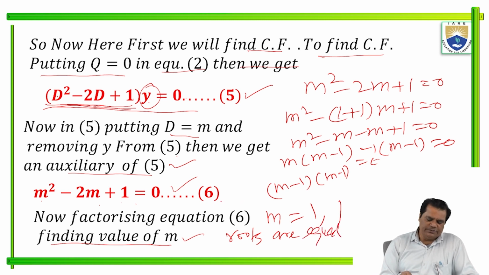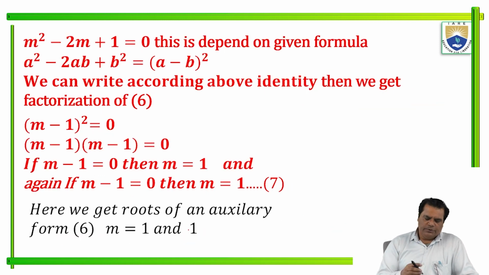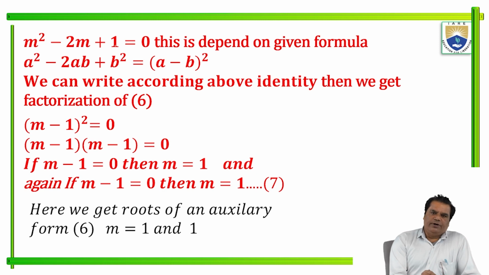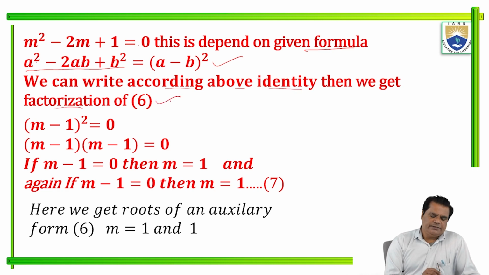Now factorizing equation 6, finding the value of m here. This is m square minus 2m plus 1 equal to 0. This depends on a given formula. Here there is an identity: a square minus 2ab plus b square is (a minus b) whole square. We can write according to the above identity, then we get the factorization of 6.